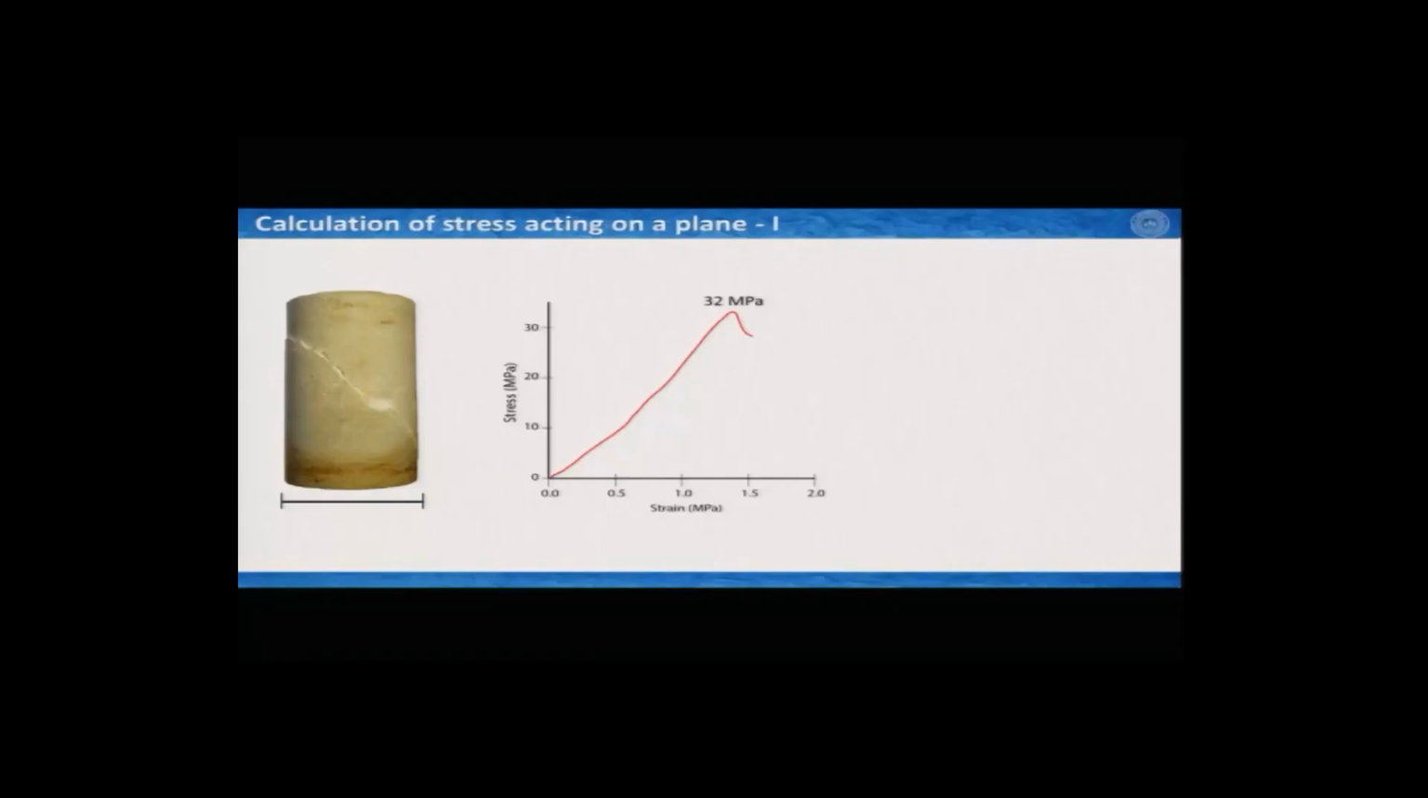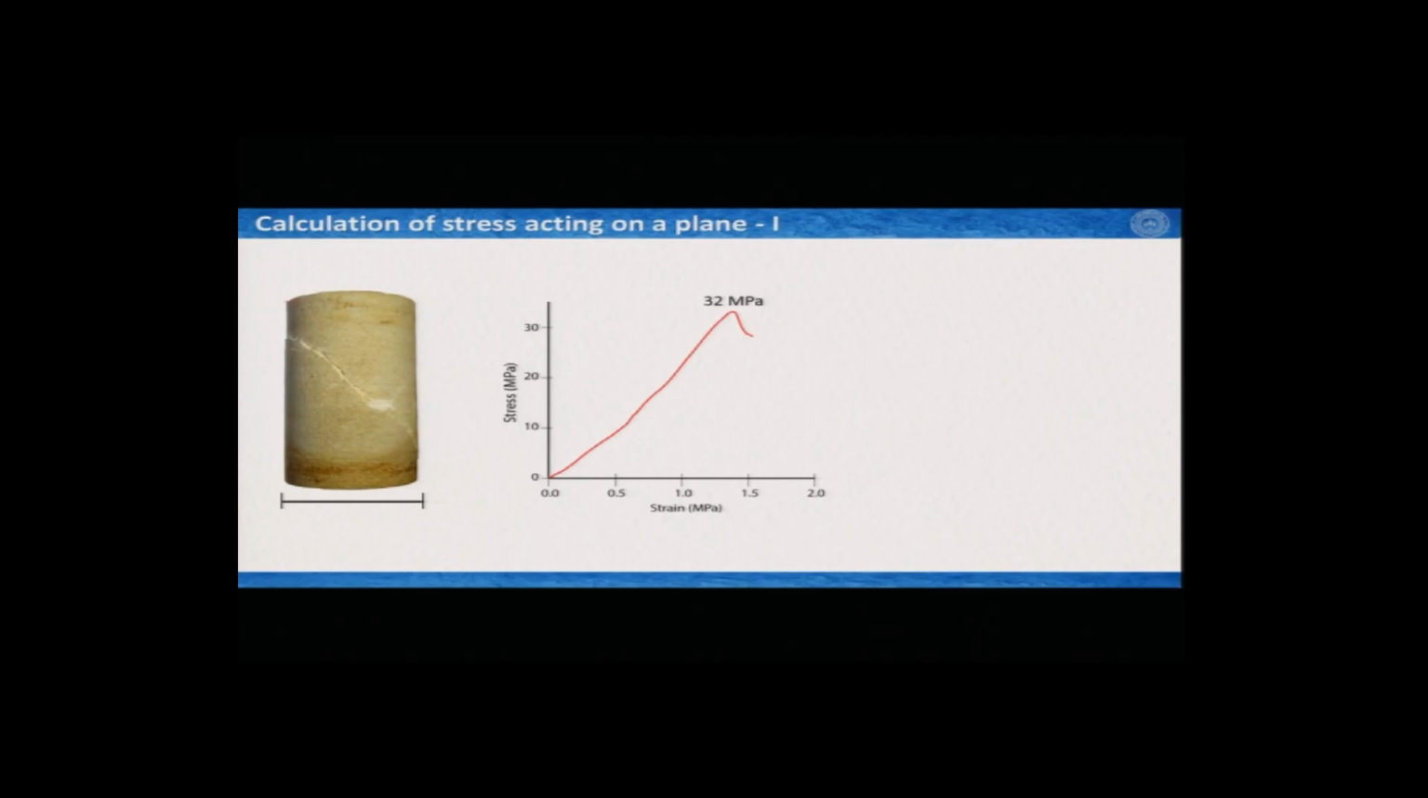What we see in this slide is a sandstone, and you can see that there is a fracture running across the sample. What happened with this sample? It was a sandstone, we drilled a core, and after coring this sample we cut the top and bottom sides, keeping the two faces perpendicular to the axis.